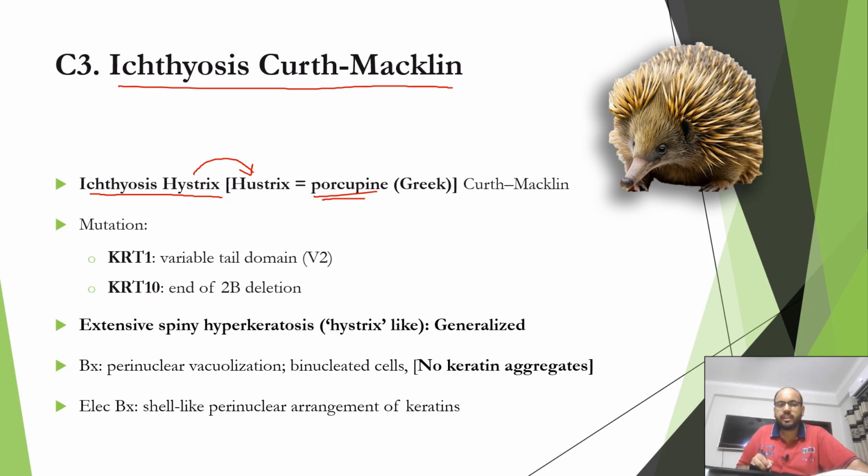Why hystrix? Because there is extensive spiny hyperkeratosis like a porcupine in a generalized distribution. Remember this line. This is the pathognomonic feature of Ichthyosis Curth-Macklin. So Ichthyosis Curth-Macklin or Ichthyosis hystrix is a porcupine-like keratinizing disorder in which you have extensive spiny hyperkeratosis like a porcupine. The mutation lies in keratin 1, in the variable tail domain V2, or keratin 10 at the end of 2B. So these are the two areas where you have mutation.